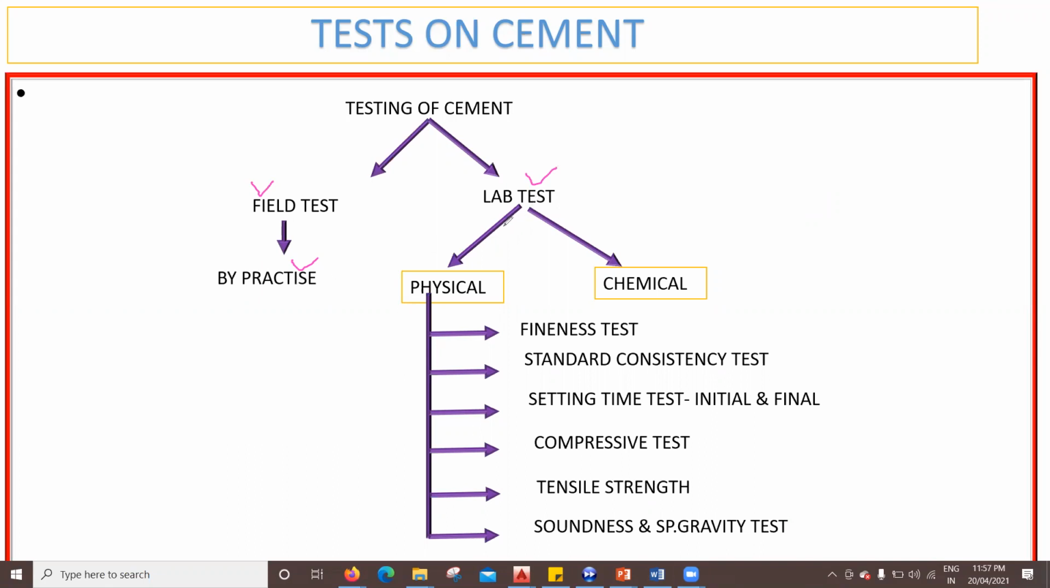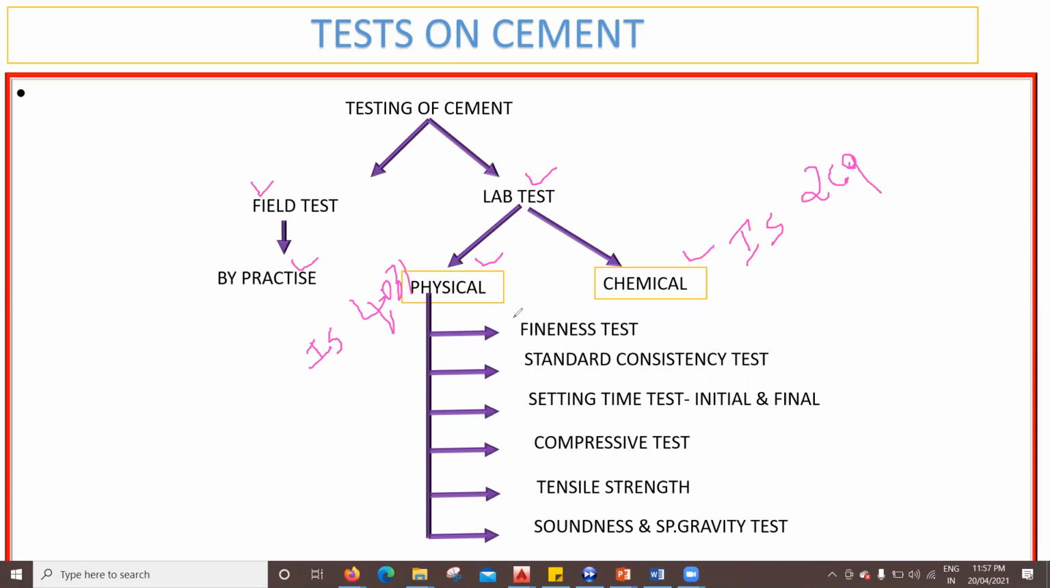The lab test is further classified into the physical test and the chemical test. The physical test is according to Indian Standard IS 4031. In the same way, the chemical test is according to Indian Standard IS 269. You can try to download these and have a look at them.